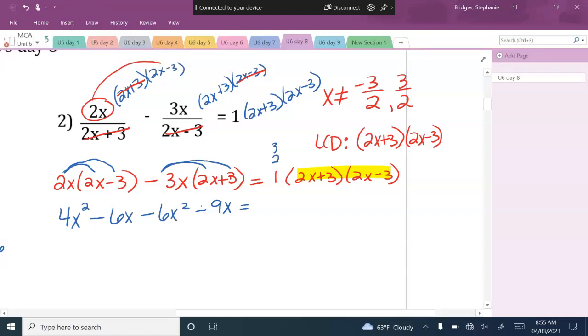So I'm going to leave that 1 for now, even though it really has no effect on it. I'm going to FOIL these. 2x times 2x is 4x squared. That's a -6x. That's a +6x. And that is a -9.